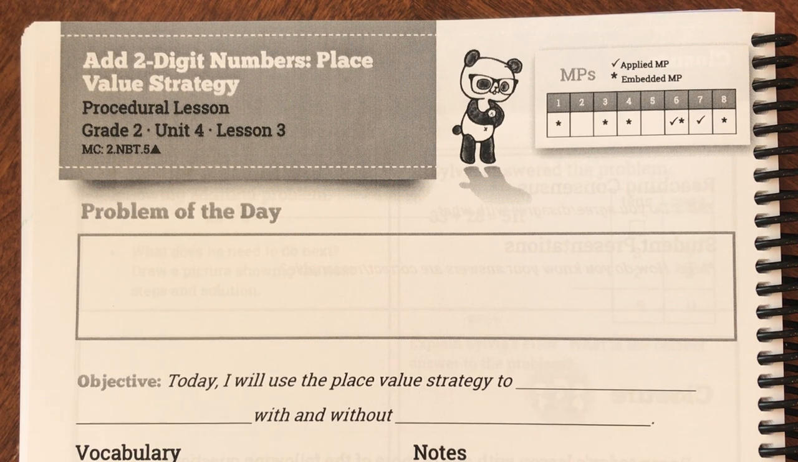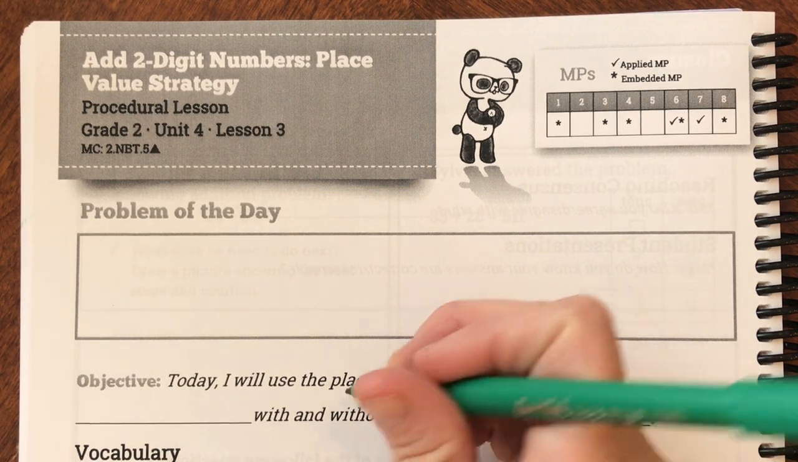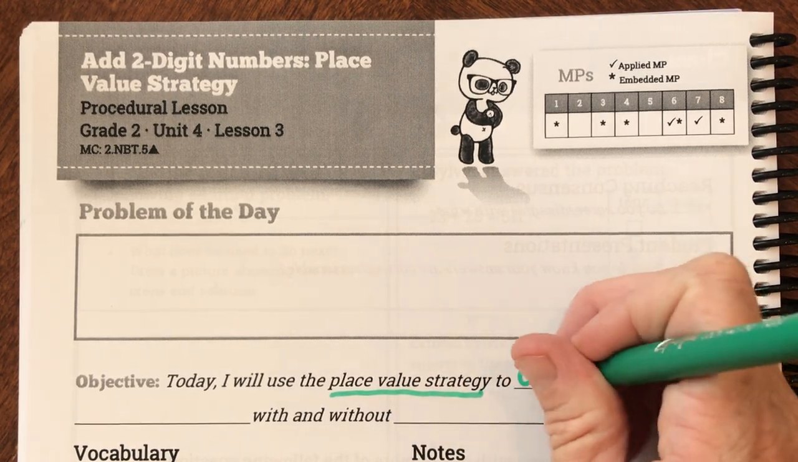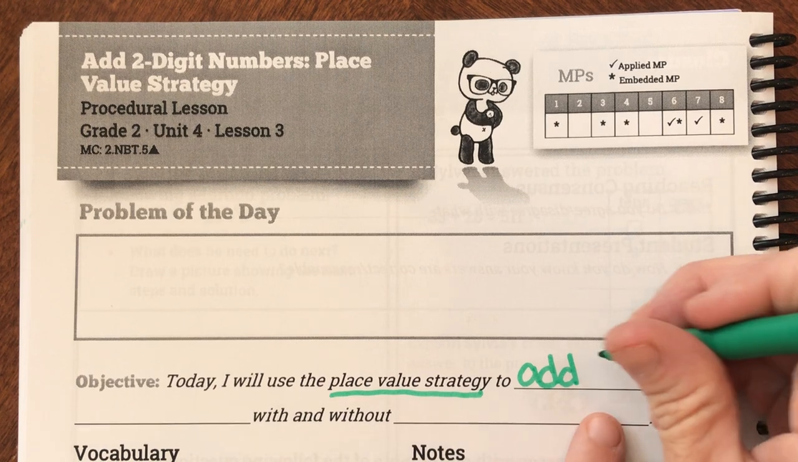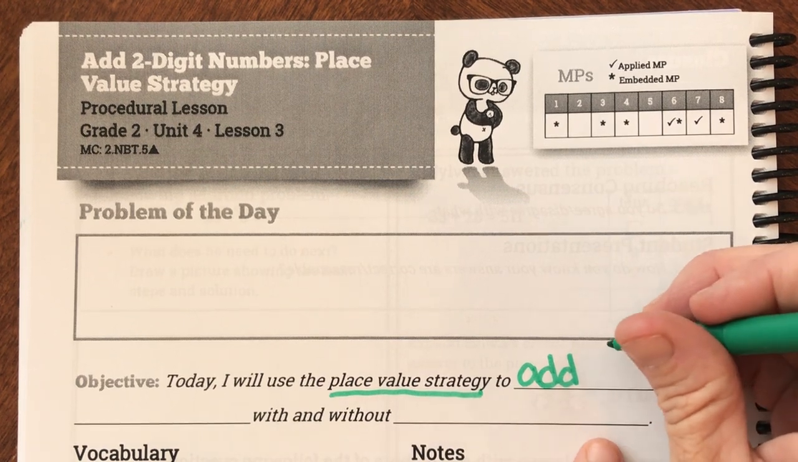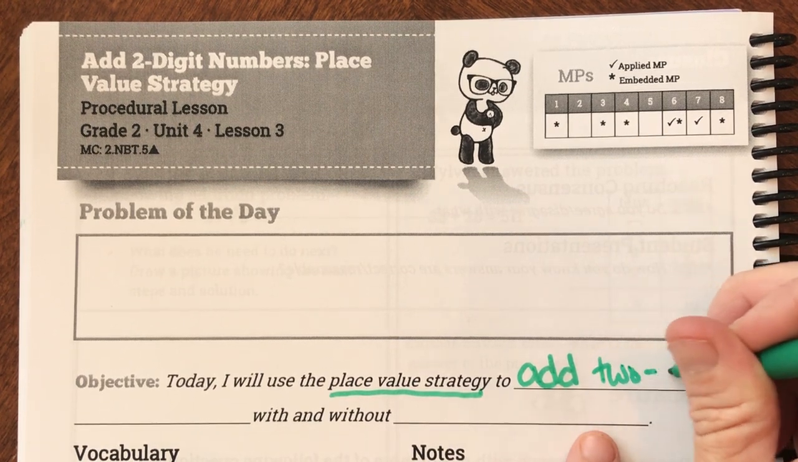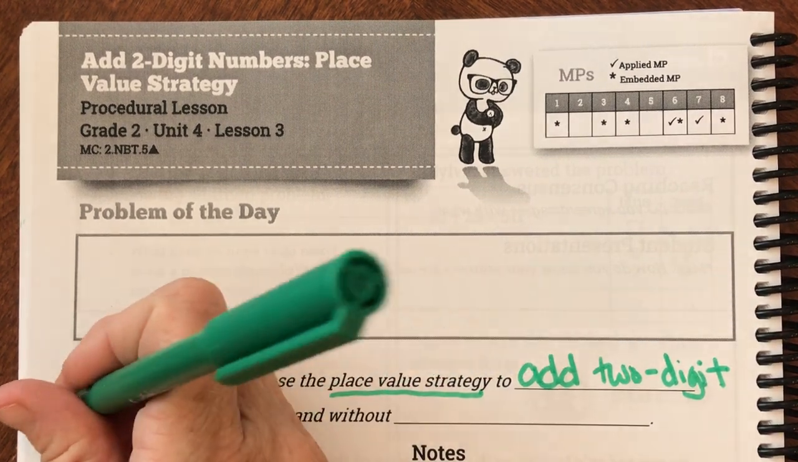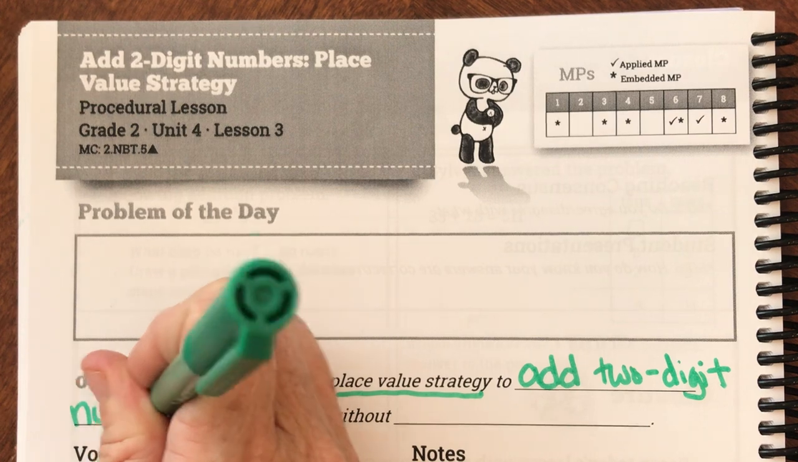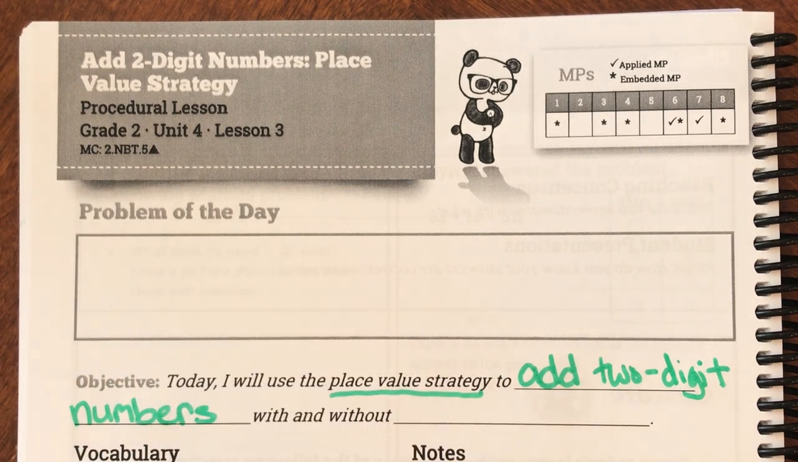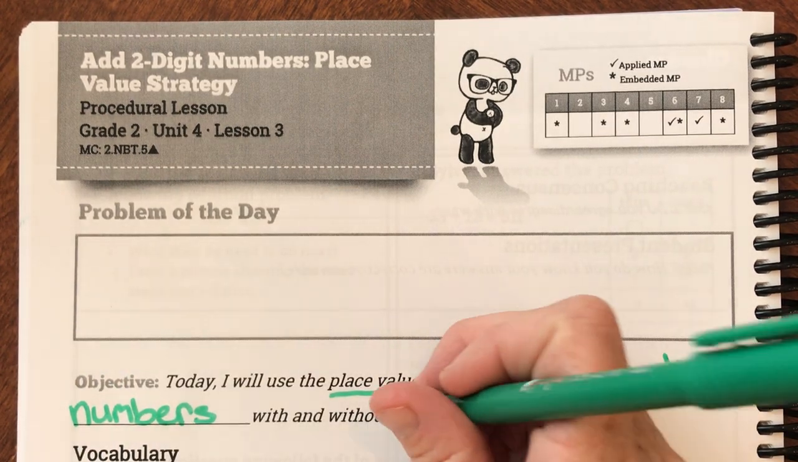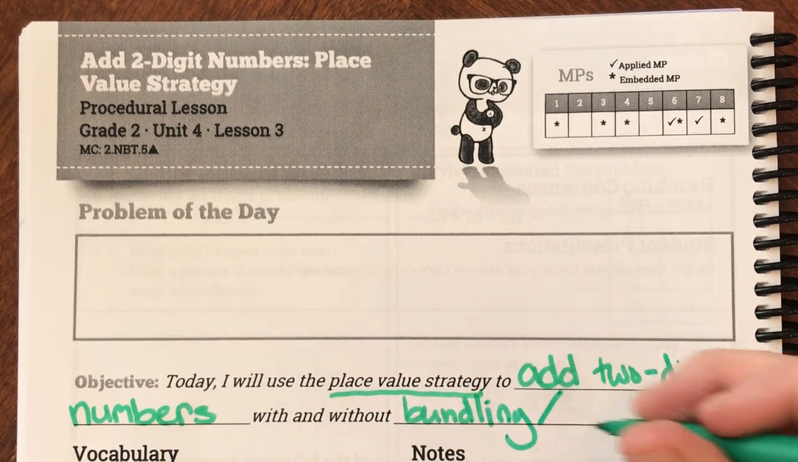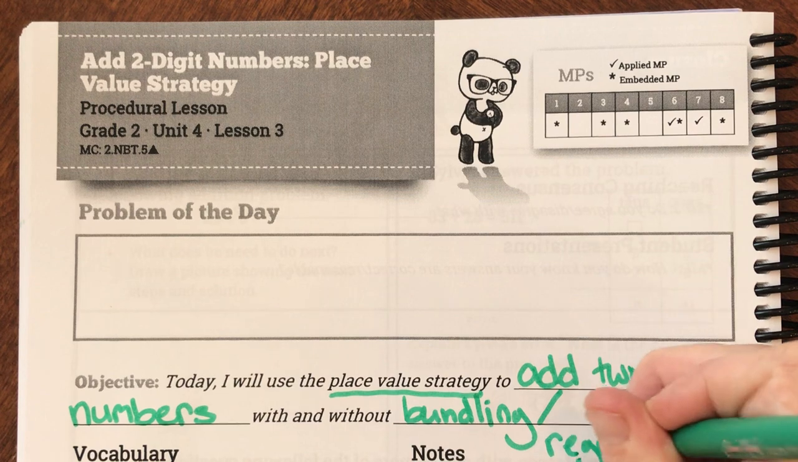So our objective today says, today I will use the place value strategy to add 2-digit numbers with and without bundling / regrouping.